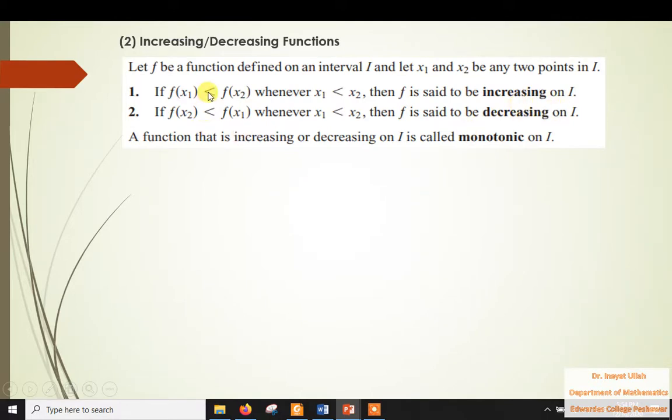So whenever this inequality does not change, we say that the function is increasing, and whenever this inequality changes, then we say that the function is decreasing. A function that is increasing or decreasing on a certain interval, we say that that function is a monotonic function on that interval. Whether that is increasing or decreasing, in both the cases we say that the function is monotonic on that interval.